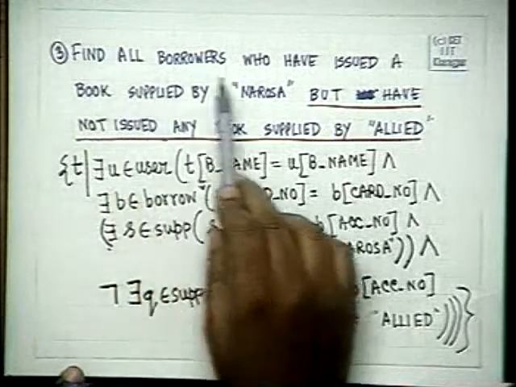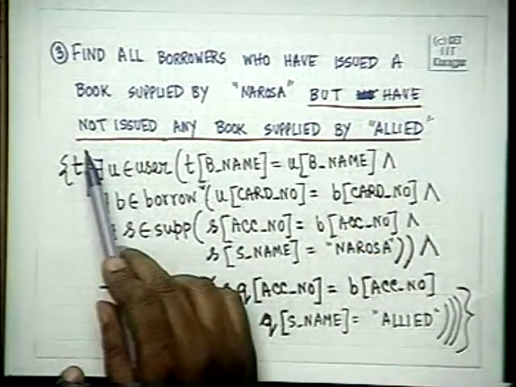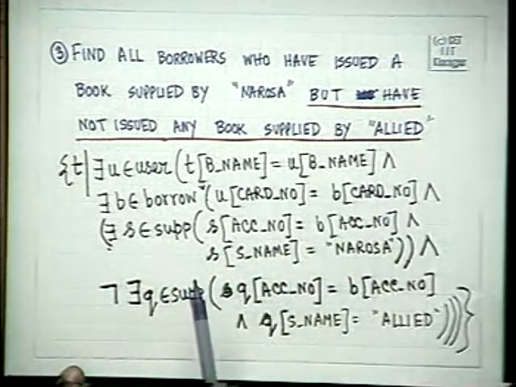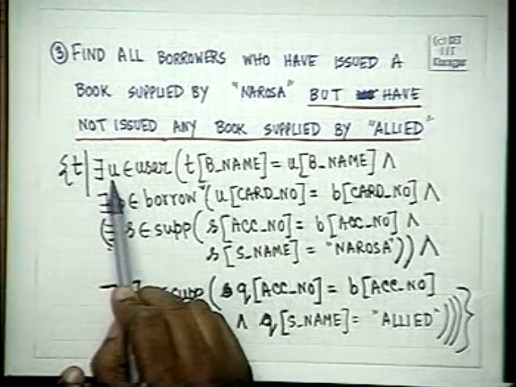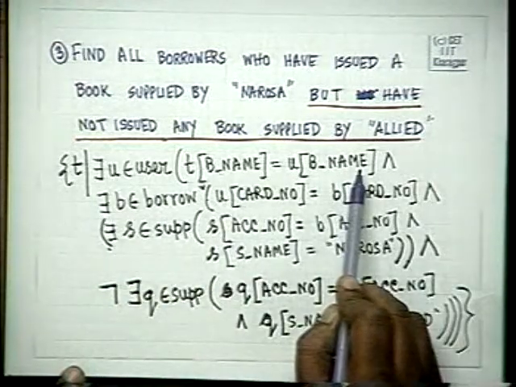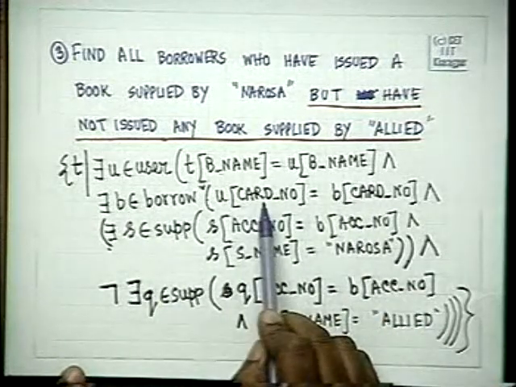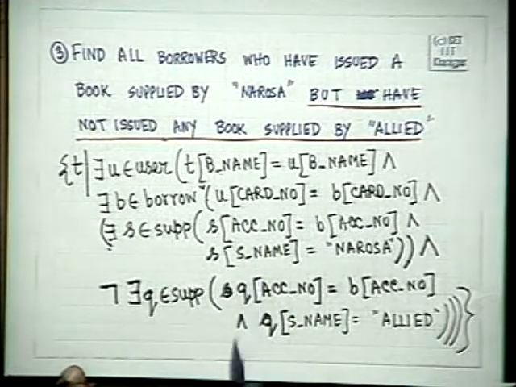We have to find all borrowers who have issued a book supplied by Narosa but have not issued any book supplied by allied publishers. Therefore, for that tuple T, there must exist a user with the same name, and there must exist a book which has been borrowed by this card number, and for that book, now you have got the accession number of the book. For that book, you must have two things which hold.